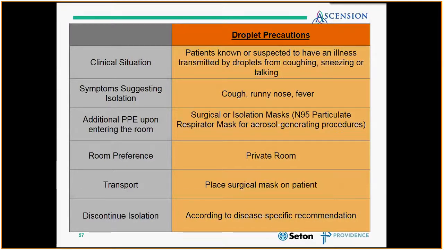Last is droplet precautions on an orange sign. These are patients known or suspected to have an illness transmitted by droplets from coughing, sneezing, or talking. These are more your flu-like symptom patients. When you're sitting with one of these patients, you want to wear a surgical or isolation mask.